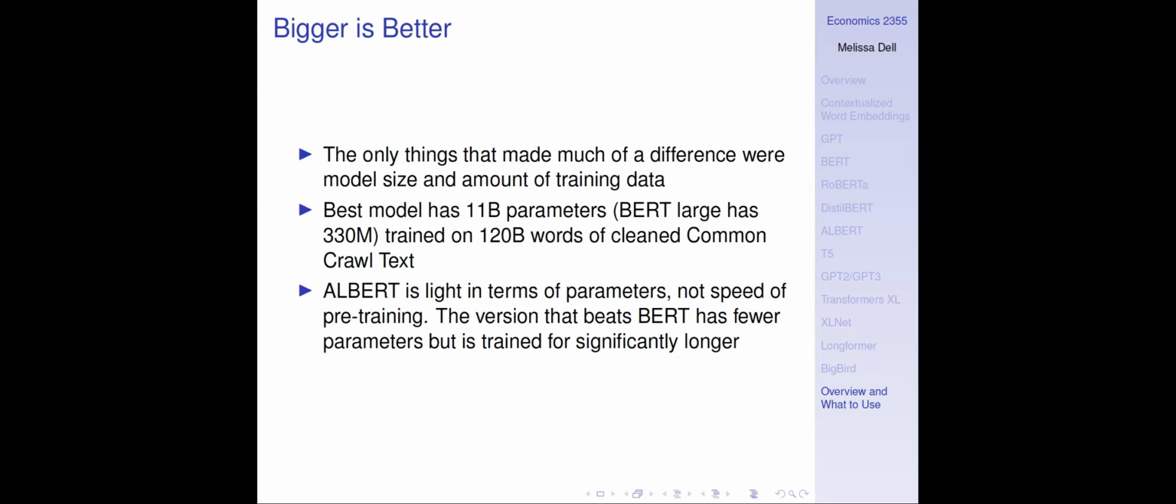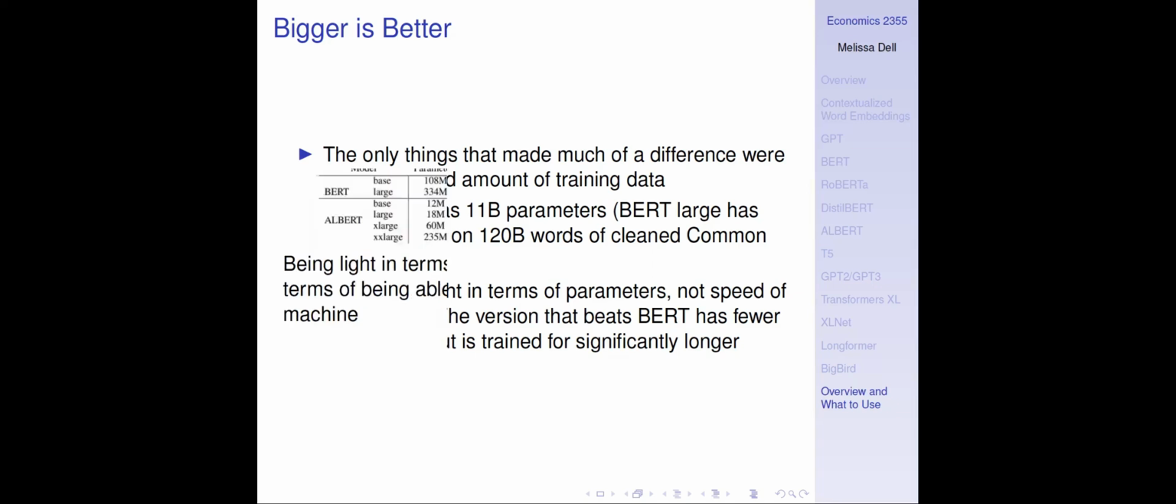If you look, you might say, well, what about ALBERT? We talked about ALBERT, about how it utilized parameter sharing across layers to cut down on the number of parameters. The ALBERT extra large beat BERT by heavily sharing parameters across layers, but increasing substantially the size of the hidden state representations. And so it's true that ALBERT is lighter weight in terms of parameters, but the version of ALBERT that beat BERT took several times longer to pre-train.